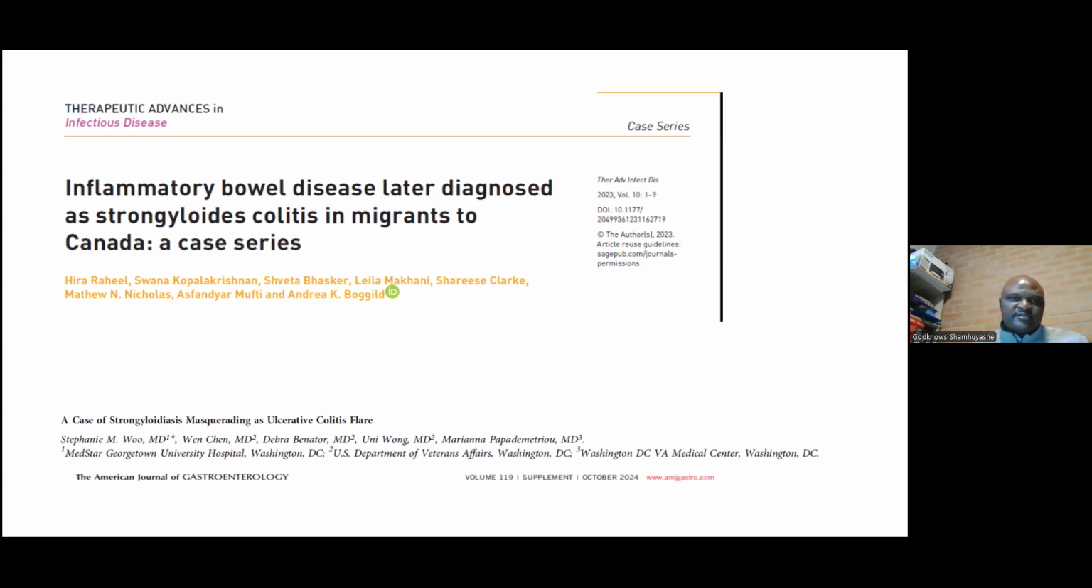So these are some of the case series which were done. The first one, inflammatory bowel disease later diagnosed as strongyloides, in migrants to Canada. These were patients who were being treated for IBD, for ulcerative colitis, but showing no response. So they did further investigations only to find that the patient had strongyloides colitis, and after change of treatment, given the appropriate treatment, there was clinical improvement actually. And also there was a case of strongyloidiasis masquerading as an ulcerative colitis flare. So the patient was on treatment, and it came up as a flare, and there was no response to that flare, of which further investigations again showed that the patient actually had another infectious cause.